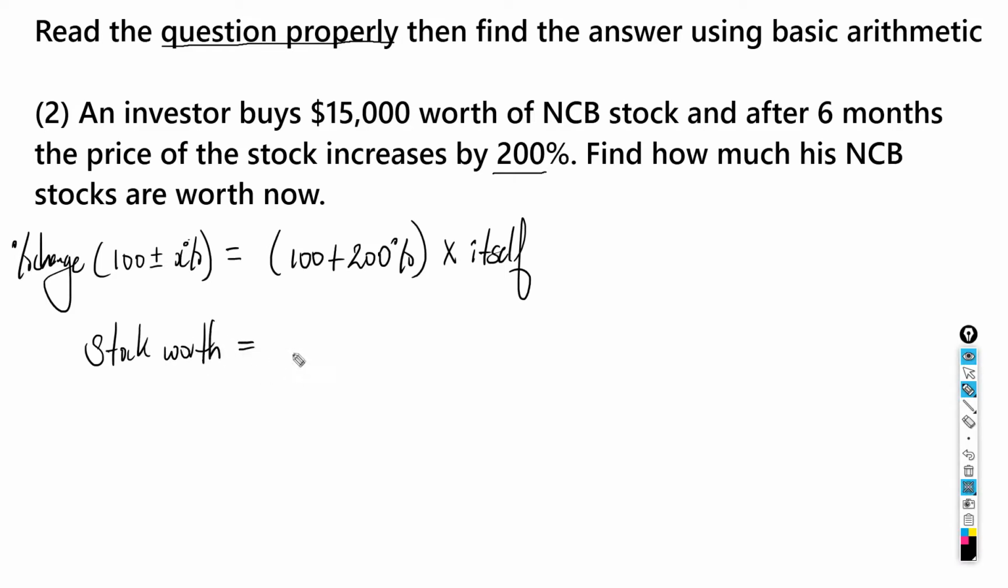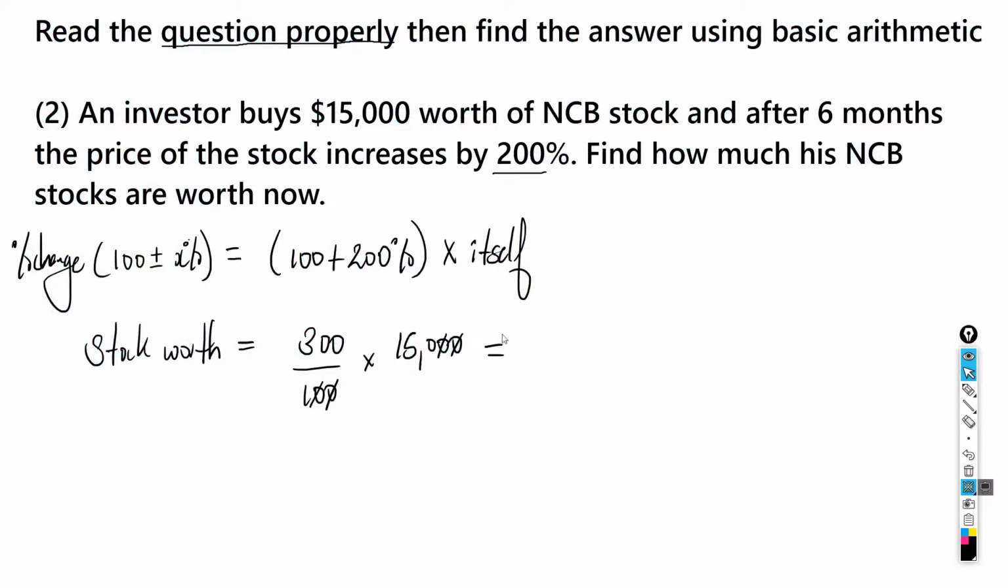So the stocks are worth 300% of itself, right? Because it increased by 200%. So we're going to get 300 over 100 multiplied by the 15,000. And this would give us the new amount for how much the stock is. So this zero would cancel, this zero would cancel, this zero would cancel, and we'd get 150 multiplied by 300. Cool. So 150 multiplied by 300 is actually 45,000.